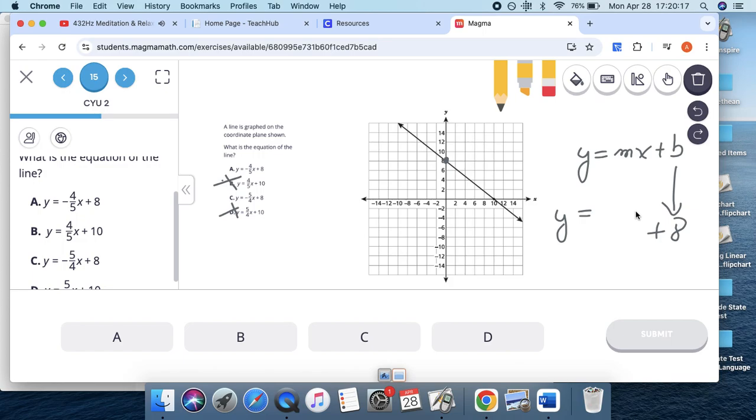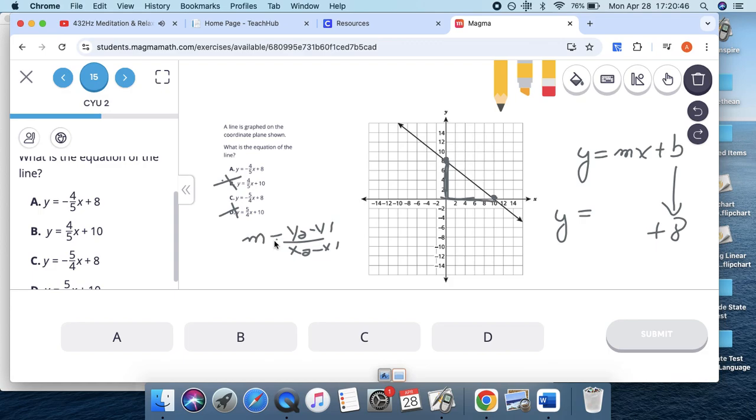Now it's going to be y equals something x plus 8. First of all, it's a negative slope, so I know it's going to be something negative. Both A and B are negative, so I'm going to have to do some work. Like I told you before, on the graph I have 2 points, this point and this point, and let's do y2 minus y1, x2 minus x1.